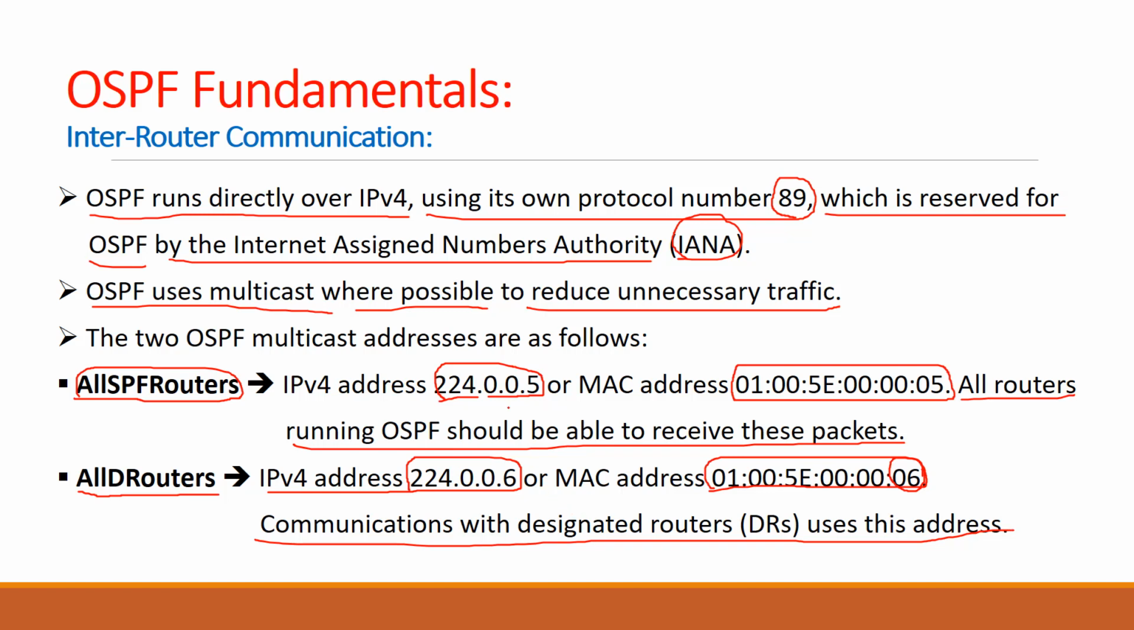So for OSPF multicast addresses, we use this one and this one. This one is for all shortest path first routers. All routers running OSPF should be able to receive these packets. And this multicast address is aimed at designated routers, sending to all designated routers only, not all shortest path first routers.